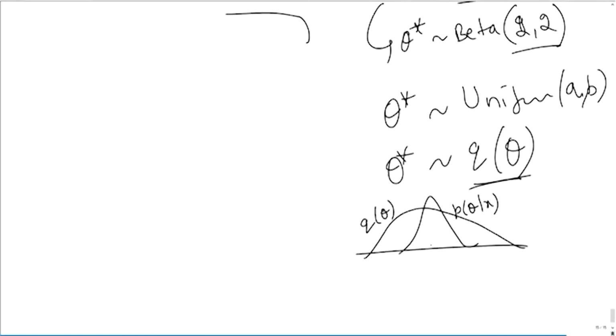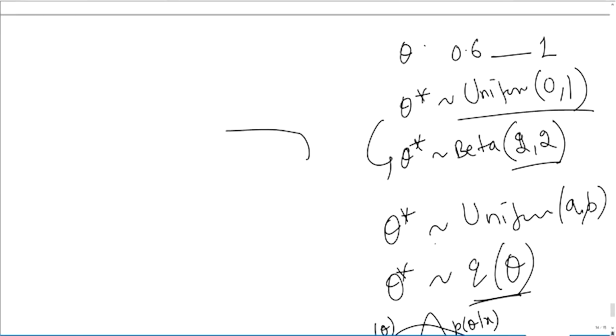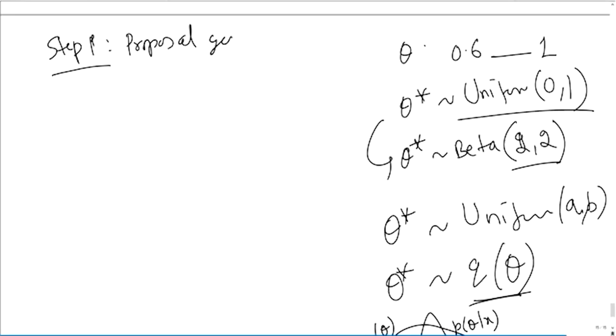Okay. But how do we do this? How do we choose a proposal density, and how do we implement this as a sampler from the posterior distribution, right? So, the only change we need to make in the grid approximation approach is in the proposal generation step. Remember 3 steps. Step 1 was generating proposals. So, proposal generation. So, this is the step that is going to change.